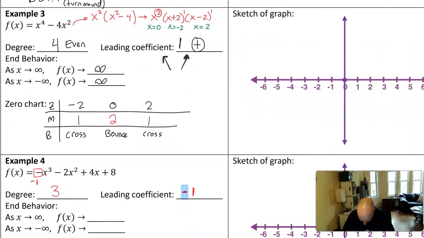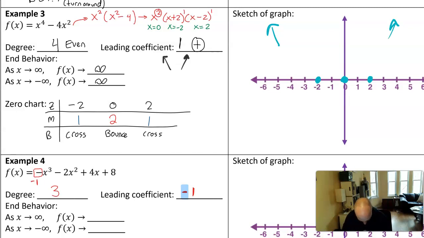That should be all you need to make the graph. So go ahead and plot the zeros, negative 2, 0, and 2. The end behavior is up and up. I'll just do little arrows on here to remind me, although I'll probably erase them later.